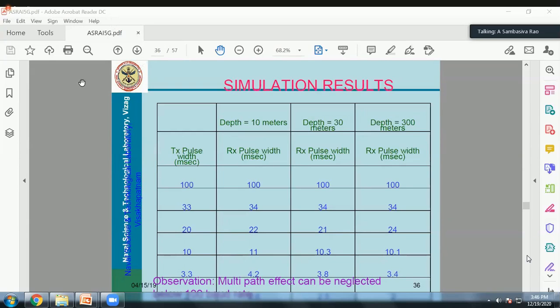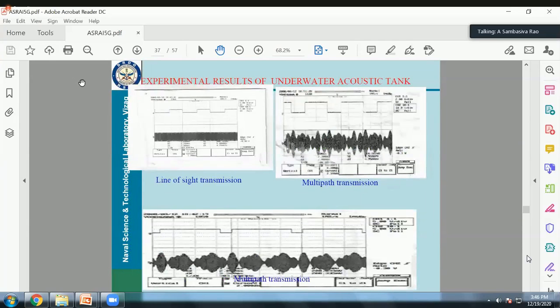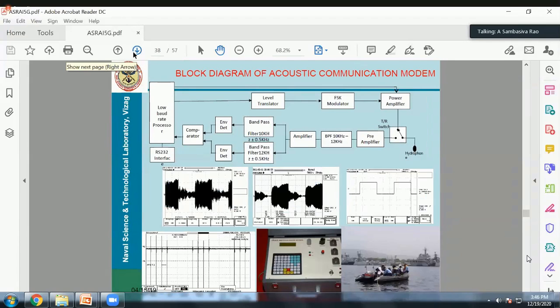This is the result I propagated and received. See the fading in the signal. Next. Modulation, I experimented in the ocean, and what I observed is simulations and tank tests. We have tank tests also, so there is a difference in there. Okay, this is the tank test I have done.